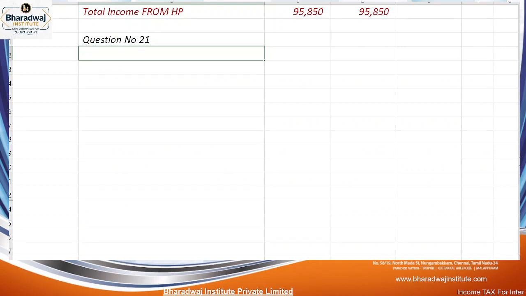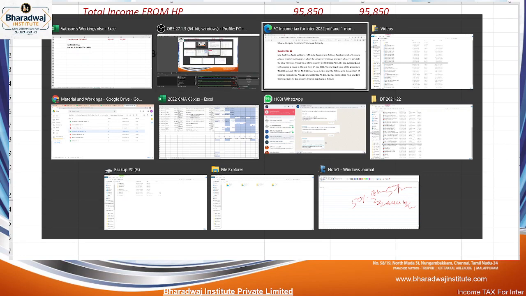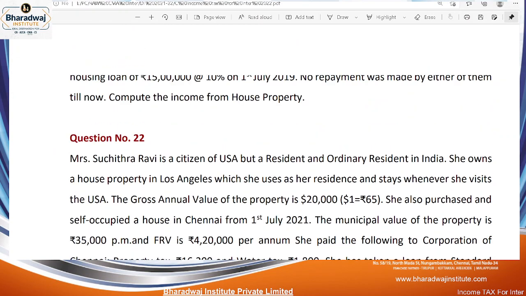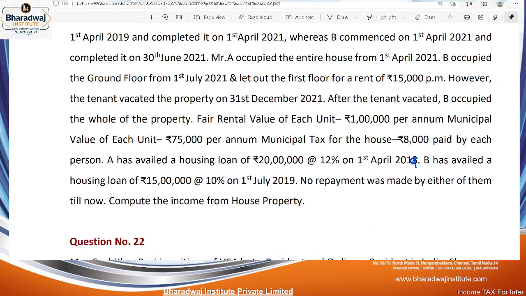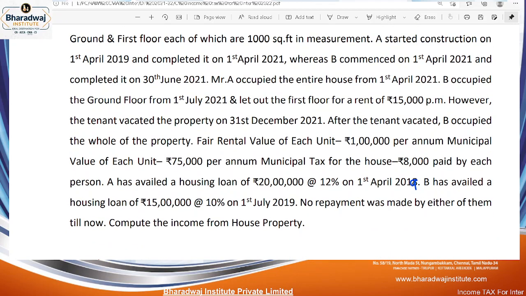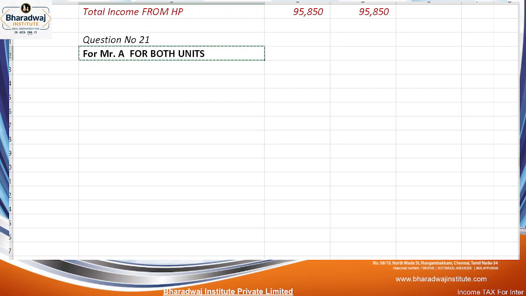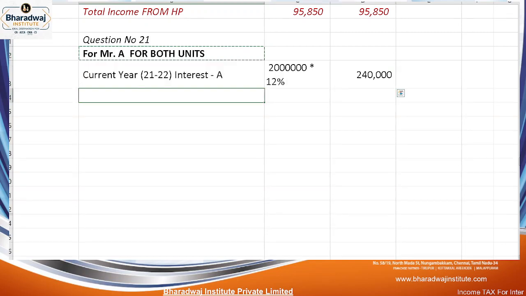Let us work out. If you look at the first person, he has occupied the full unit, self-occupied, right? So, for both the units, NAV will be taken as 0, but let us work out the interest portion. Interest will be from 1st April 2019 to 31st March 2021, that is pre-construction. Current year interest, 2 lakhs into 12%, 2,40,000 can be claimed. No issues in that.